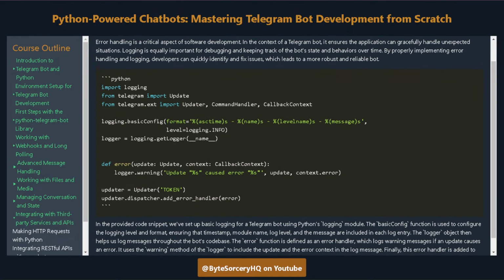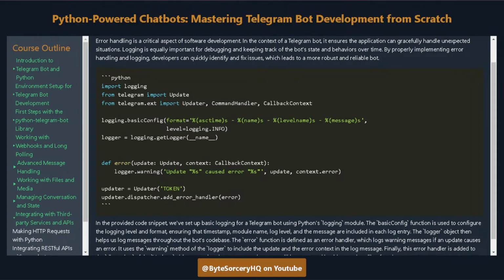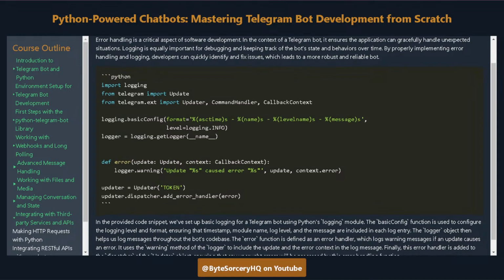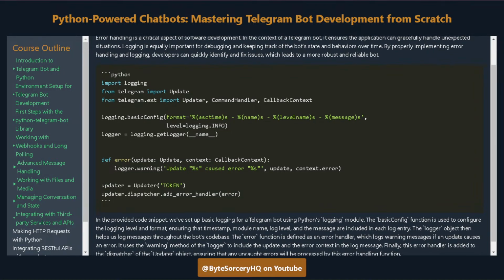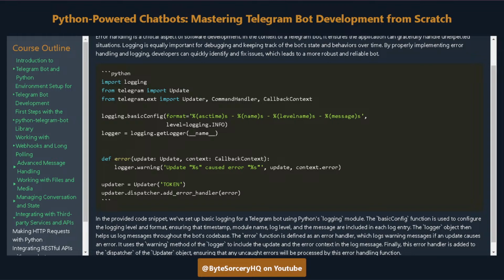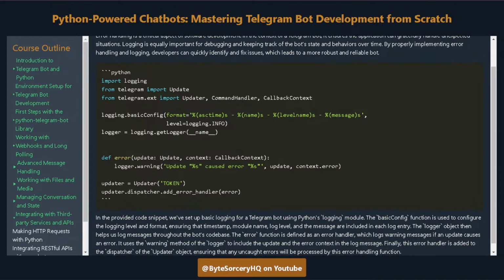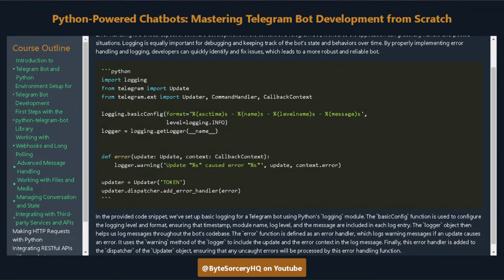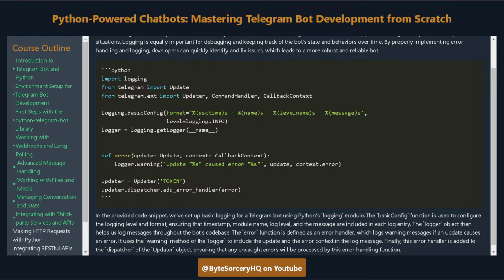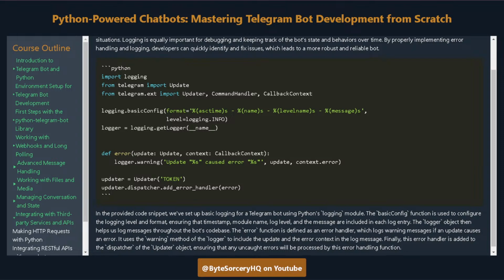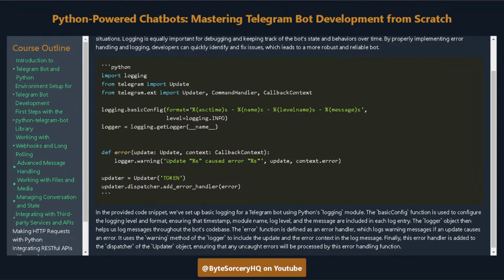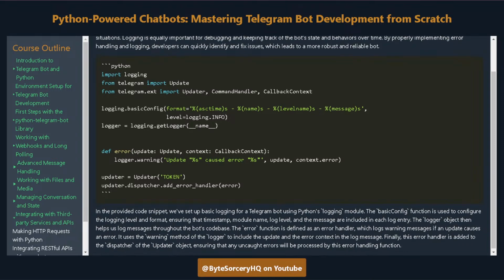The logger object then helps us log messages throughout the bot's codebase. The error function is defined as an error handler, which logs warning messages if an update causes an error. It uses the warning method of the logger to include the update and the error context in the log message. Finally, this error handler is added to the dispatcher of the updater object, ensuring that any uncaught errors will be processed by this error handling function.